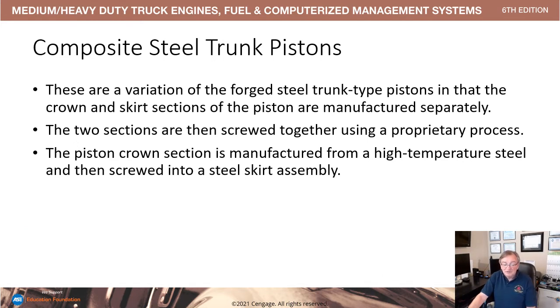Composite steel trunk pistons are a variation of the forged steel type piston where the crown and skirt are sectioned, so it's two pieces. They're screwed together using a proprietary process, and the crown section is manufactured of high-temp steel and then screwed to the steel skirt assembly.